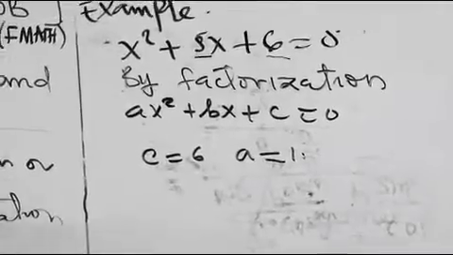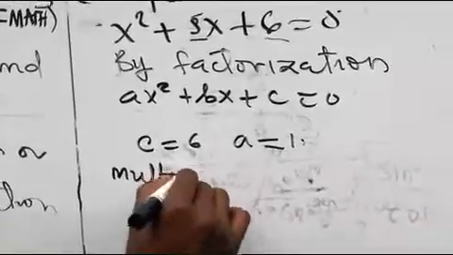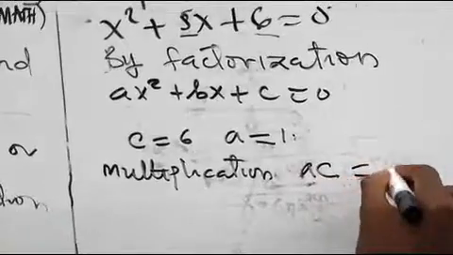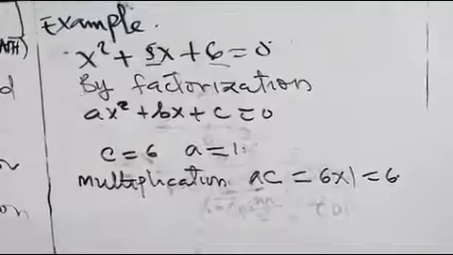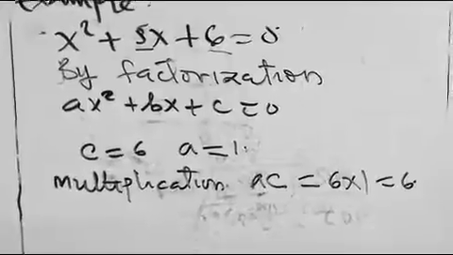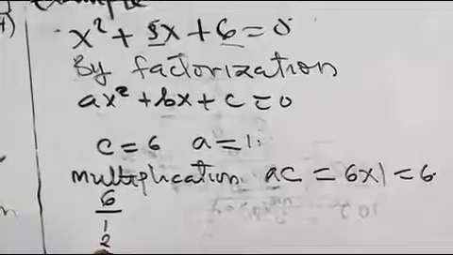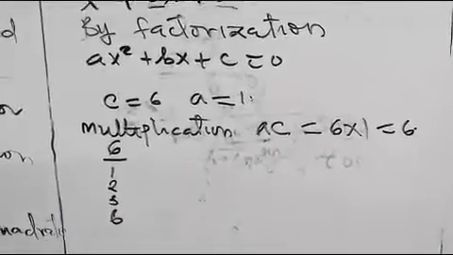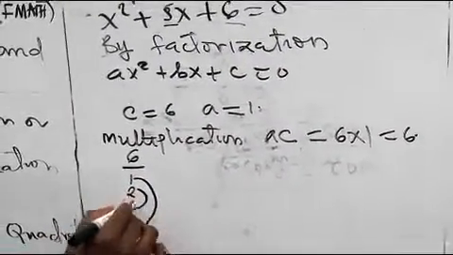So by factorization, we consider the multiplication of a and c, which is 6 times 1, giving us 6. Now we look for the factors of 6: 1, 2, 3, and 6 itself. Grouping these factors, we have 1 and 6, 2 and 3.